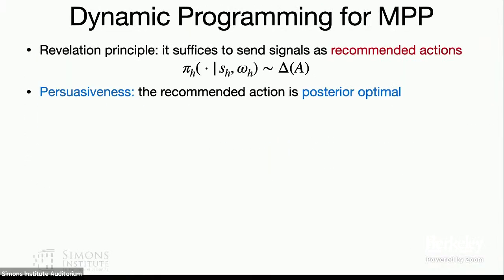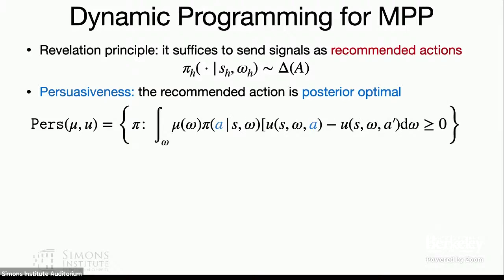If we know the model, then we are able to characterize the optimal solution. For this problem, there's a revelation principle type of result showing that although you can send an arbitrary signal, it suffices to just send a signal which lies in the action space. That is, you can treat your signal as a recommended action. Then the class of admissible policies is the class of policies that are incentivized. It's called persuasiveness. That is, the action recommended by the sender is indeed posterior optimal.